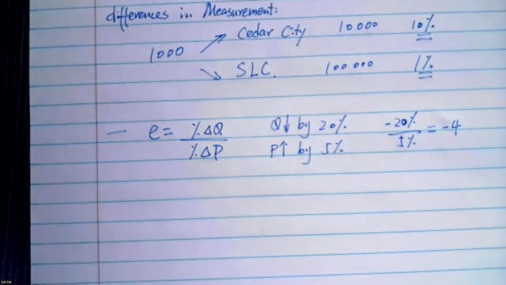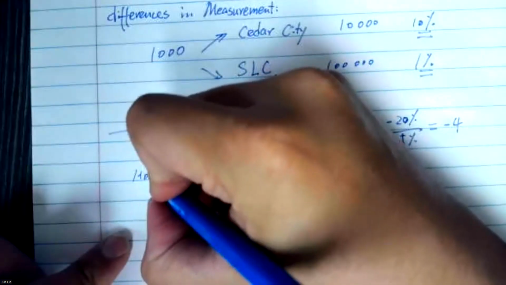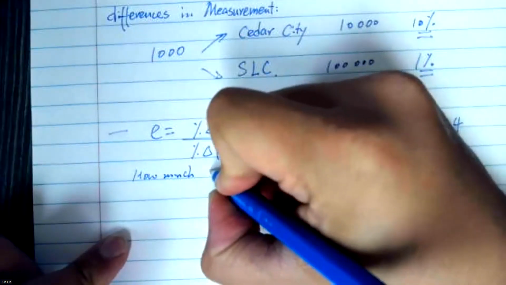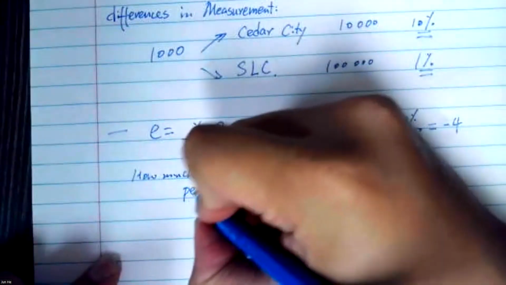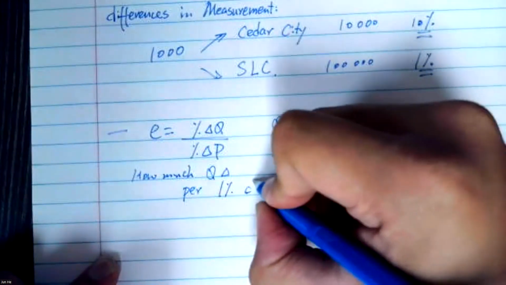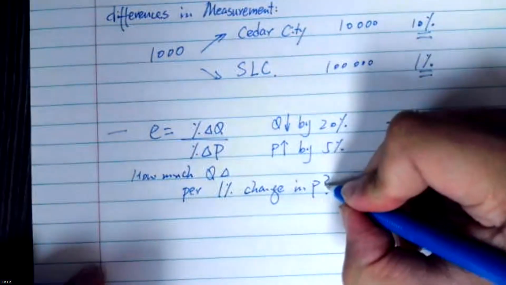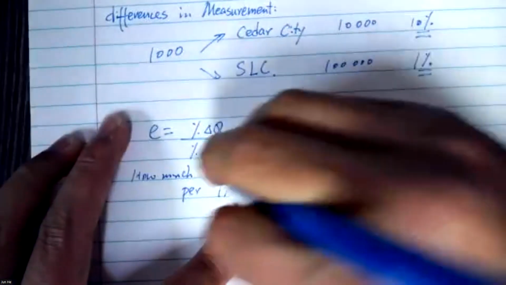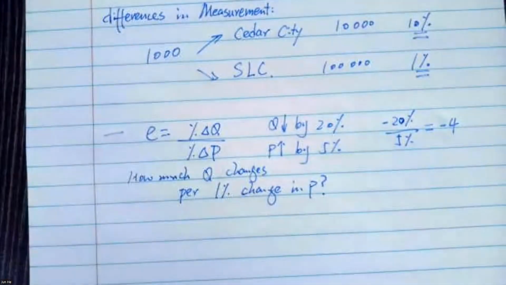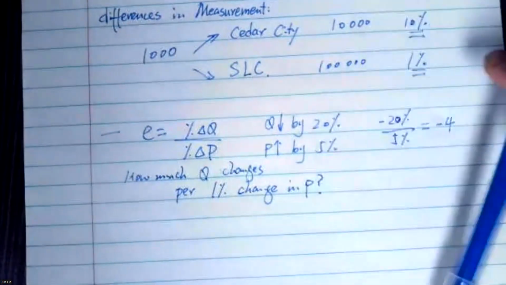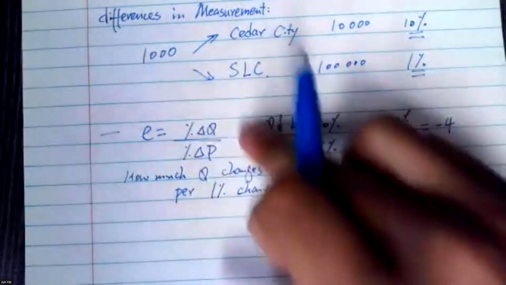All right. So that's why we're using this quotient. This quotient is to say how much your quantity should change per 1% change in price. How much your quantity changes per 1% change in price. So that is what this percentage change is.